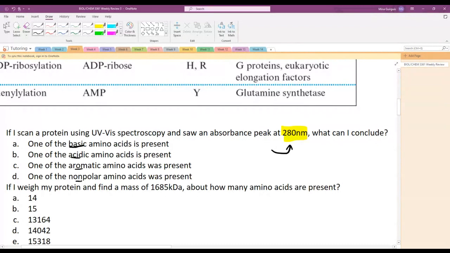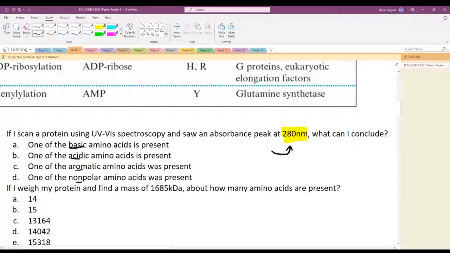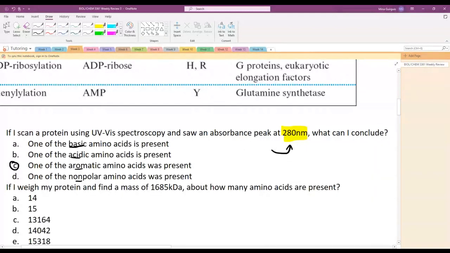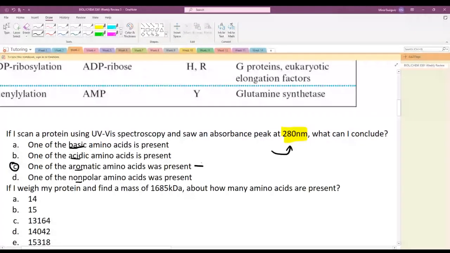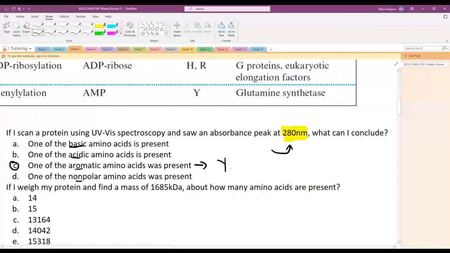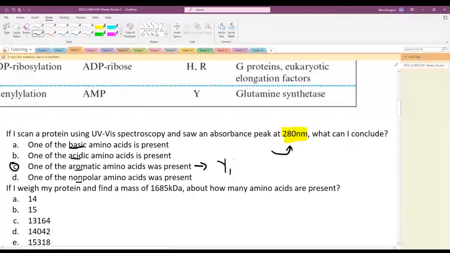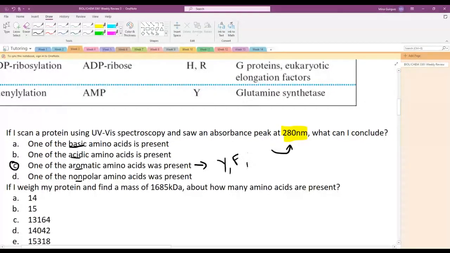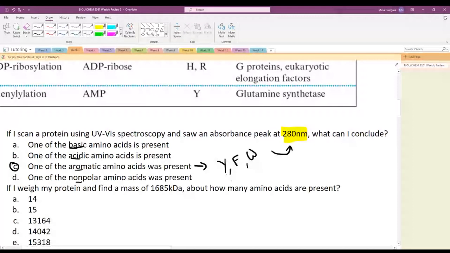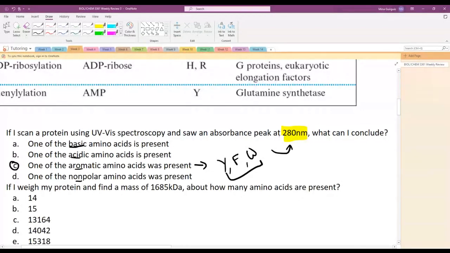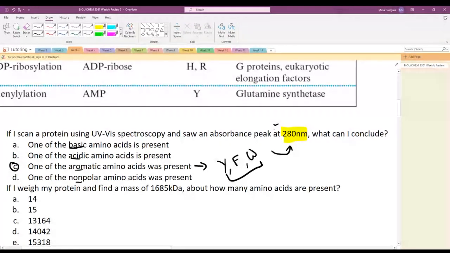Okay. So I'm not going to take too much time on this because I know that it's a fairly straightforward concept, and I'm just going to go ahead and say it directly. It's C. Excuse me. C. There we go. It's aromatic amino acids. So which are the aromatic amino acids? Tyrosine is one of them. Phenylalanine, so F. And finally, W, tryptophan. These three amino acids have absorbance peaks around 280.